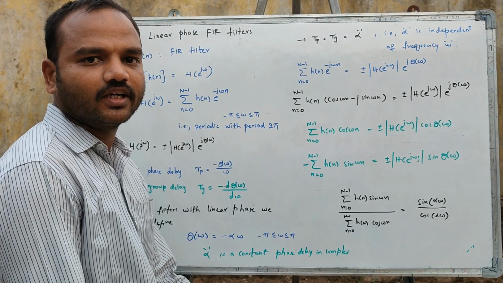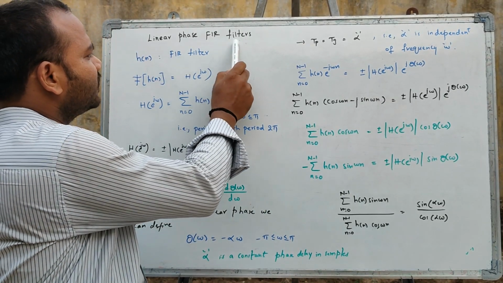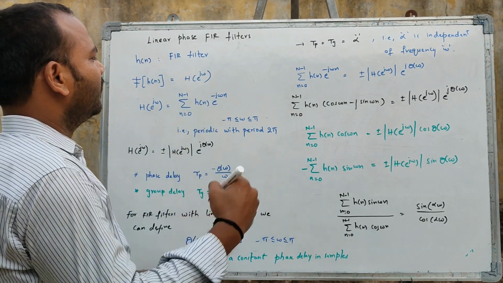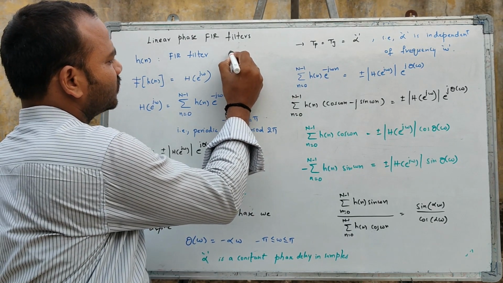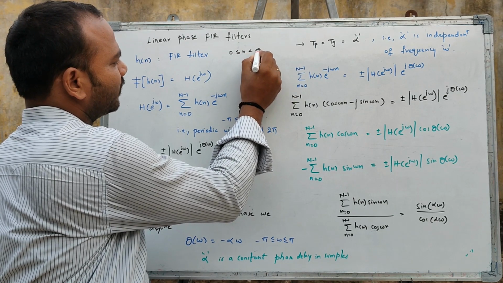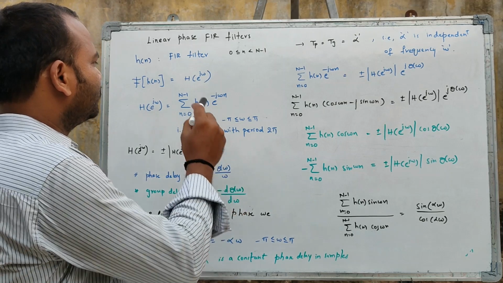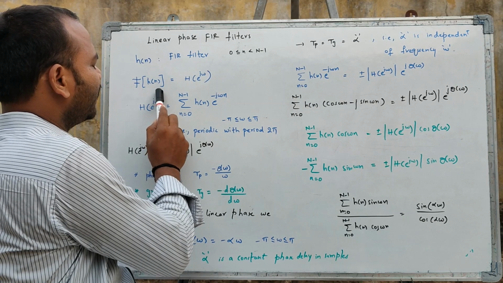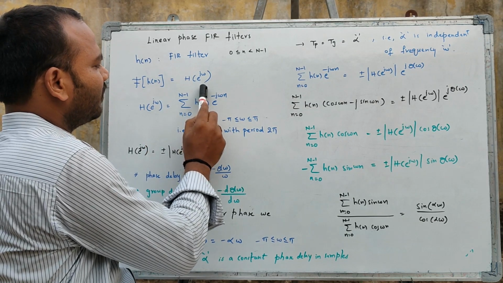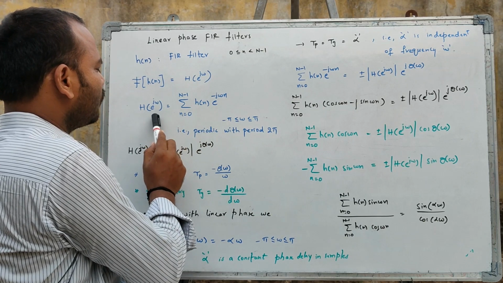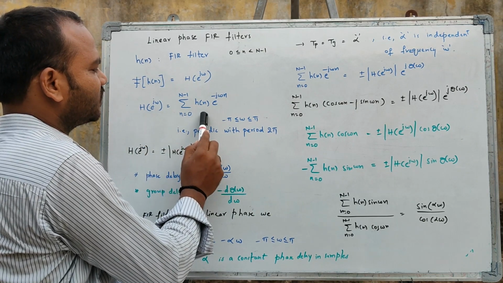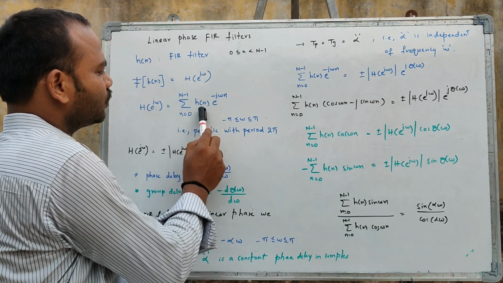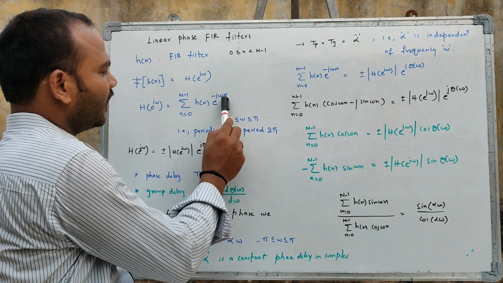Linear phase FIR filter. h of n is an FIR filter, meaning the range of n is 0 less than or equal to n less than or equal to capital N minus 1. For this finite impulse response filter h of n, if we take the Fourier transform, that is H of e power j omega, it is mathematically expressed as summation from n equal to 0 to N minus 1 of h of n e power minus j omega n.